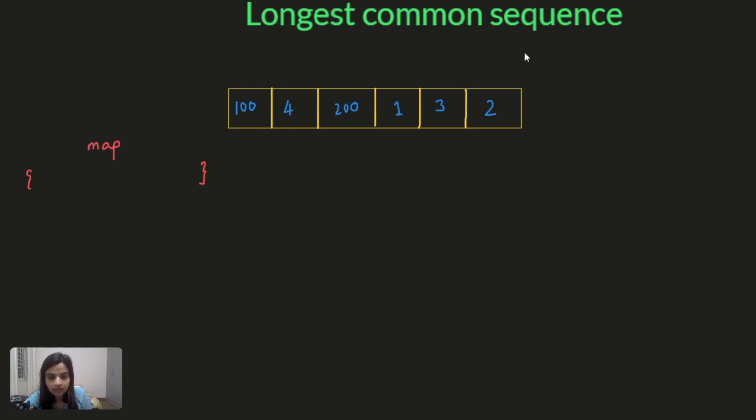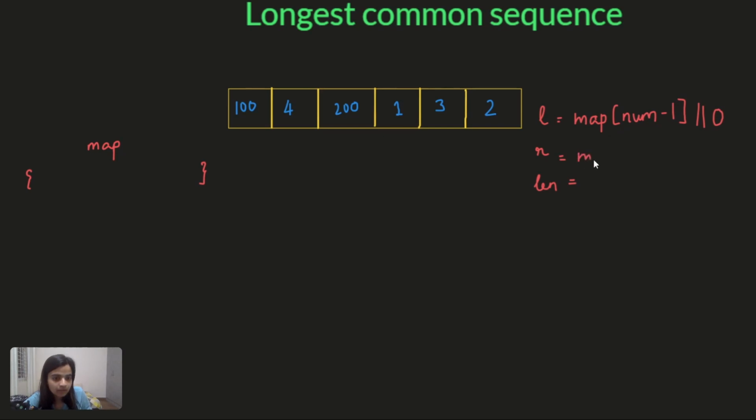Alright, so let's do a dry run on this array. This is the given array: 100, 4, 200, 1, 3 and 2. As we go through the elements, we have to fill this map. To fill that map, we just need 3 values, which are left, right and len. How do we get L? It's nothing but the map value of the previous element, so it is num minus 1. If the value doesn't exist, we take 0.